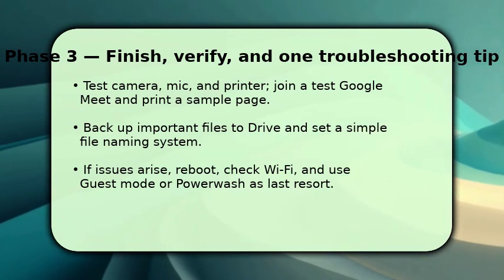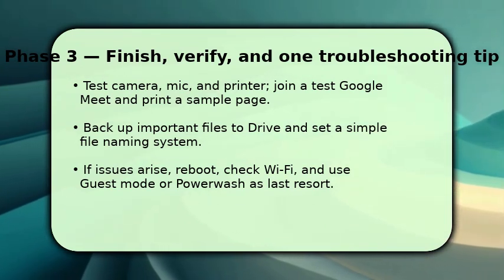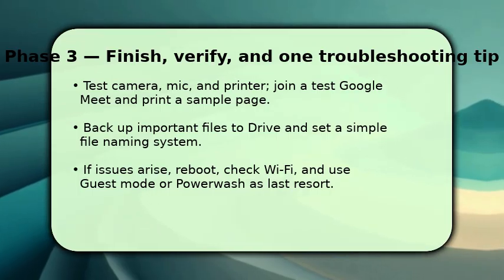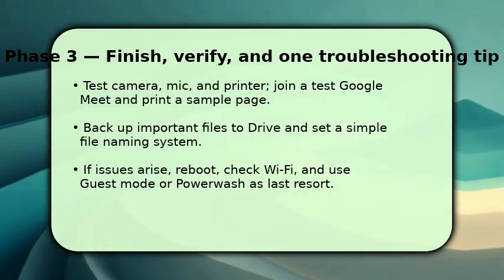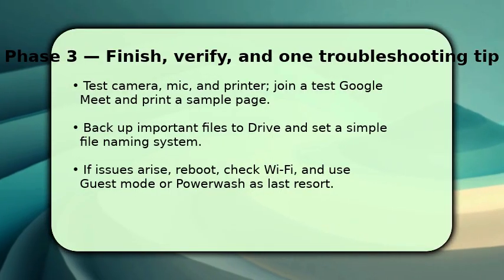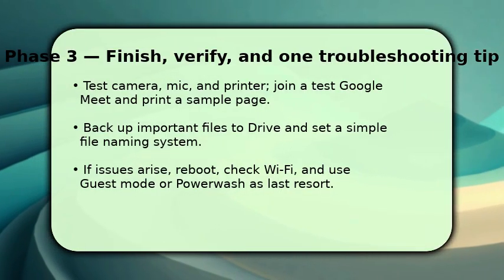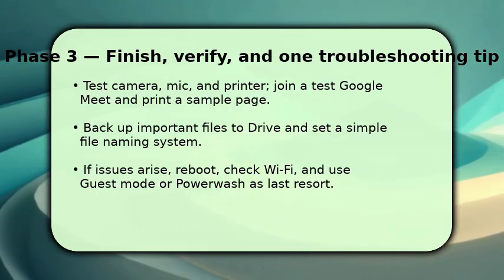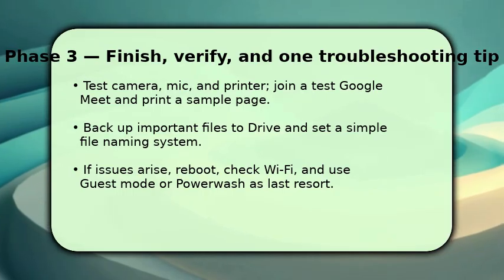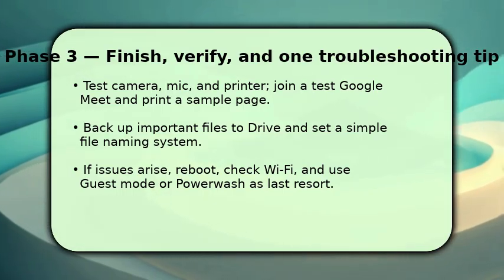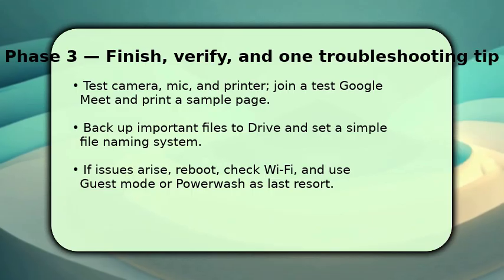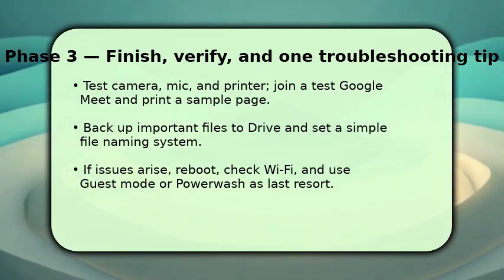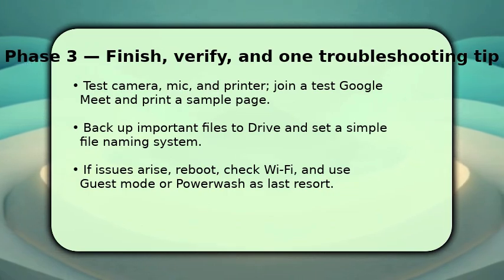Finally, confirm hardware and backups so you're ready for class. Test the camera and microphone in a quick Google Meet and print a sample page to verify the printer. Backup assignments to Drive and use a consistent file naming convention like course date assignment to find work fast. If something goes wrong, start by rebooting and checking Wi-Fi, then clear problematic extensions or try guest mode. As a last resort, use Power Wash to restore factory settings only after you've backed up everything to Drive.